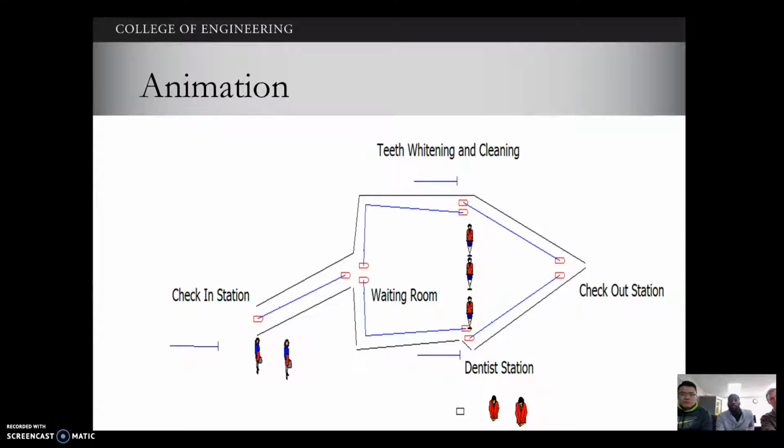Here's our animation showing that there are two receptionists at check-in, and once you complete the check-in process, it goes into the different processes, and these are the animations showing these processes.